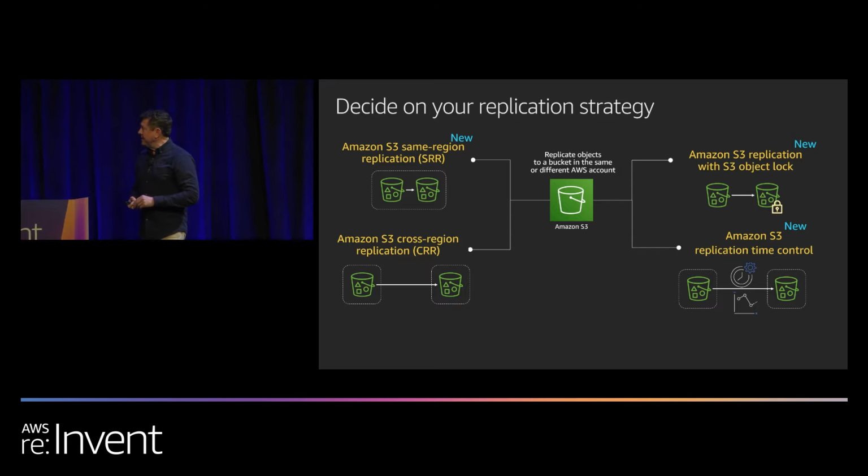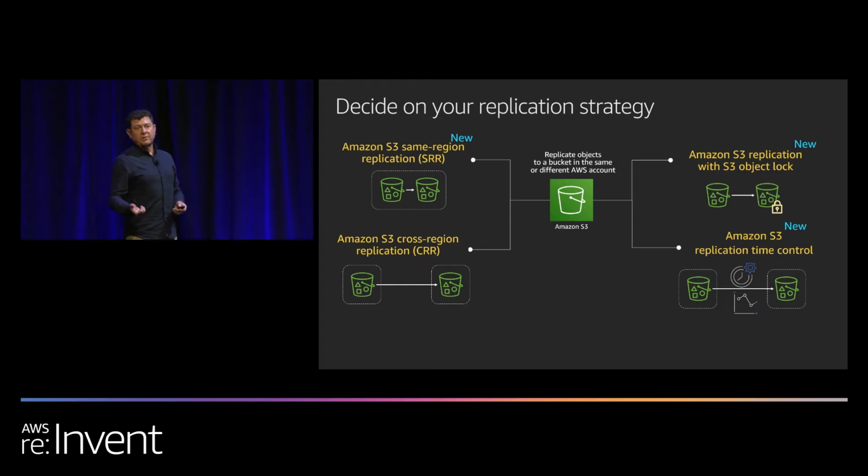The other piece is, as I mentioned, object lock. What we've seen with a lot of customers, for compliance requirements or even just as a security requirement to ensure that the secondary copy of their data is immutable, is they're using S3 object lock with cross-region replication or with same region replication so that they can keep an immutable second copy of their data, safely locked away, that cannot be accidentally deleted or maliciously attacked or deleted.